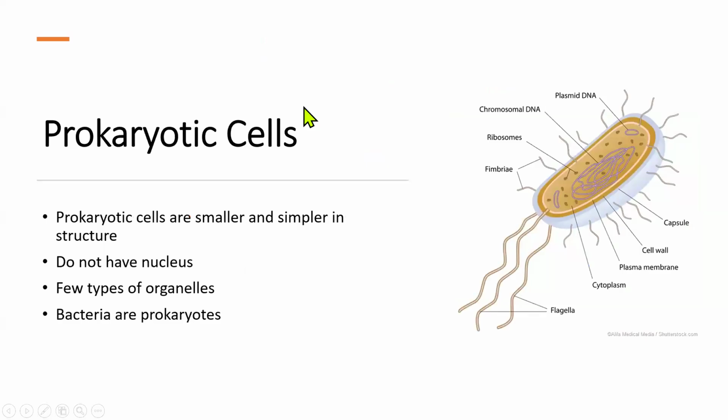So the other type of cell would be prokaryotes. Okay, prokaryotes. Prokaryotes are typically smaller and simpler in size and in structure. They do not have a nucleus to keep their genetic material. Okay, it's there, but it's not protected within a specialized compartment. They don't have a lot of organelles, just a few essential ones to keep them functioning. An example of prokaryotes would be bacteria.